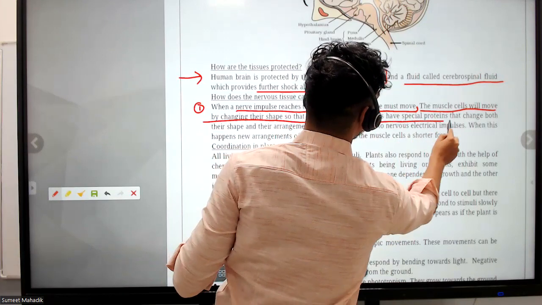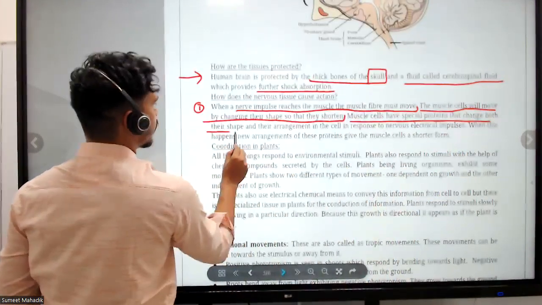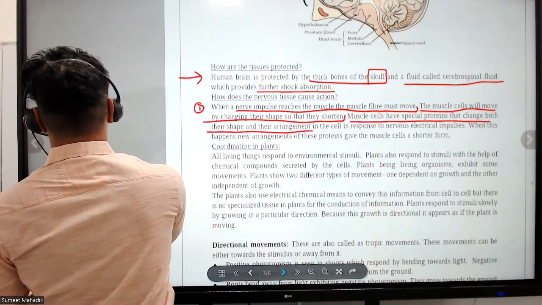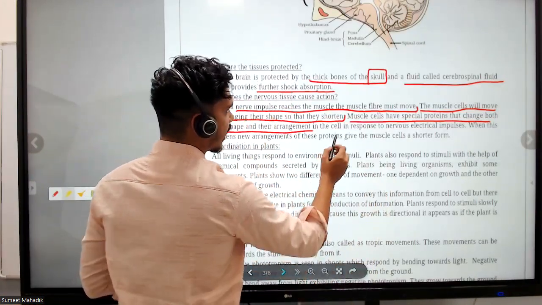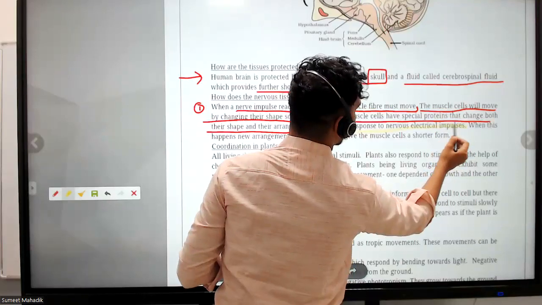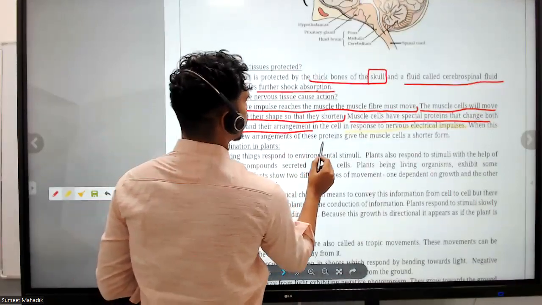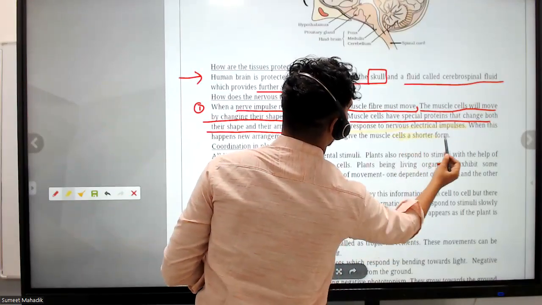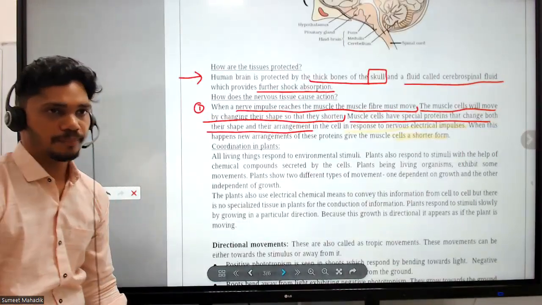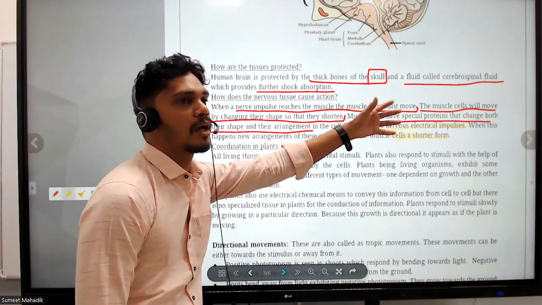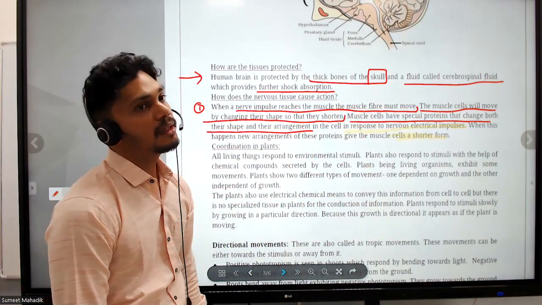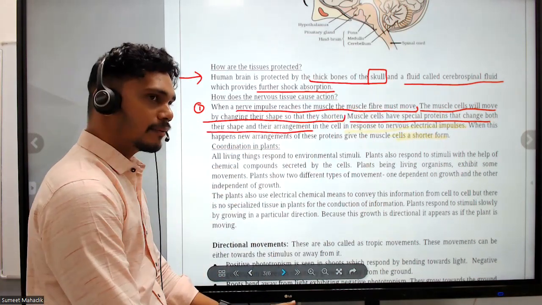Muscle cells have a special protein that changes both their shape and arrangement, and that is called myosin protein. The cell responds to the nervous electrical impulse. When this happens, a new arrangement of this protein gives muscle cells a shortened form. So who is it? Myosin. Myosin is the protein inside the muscle that actually gives the output when it gets a message from the motor nerves. Is this clear? Okay.